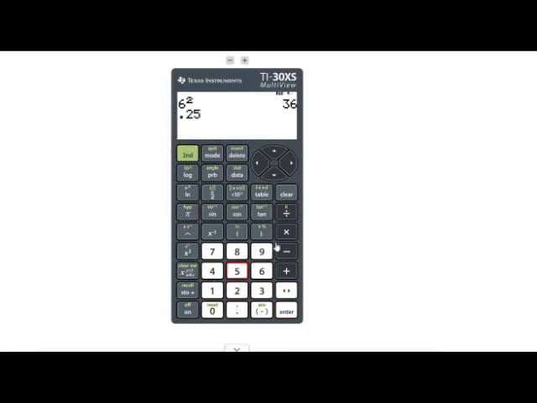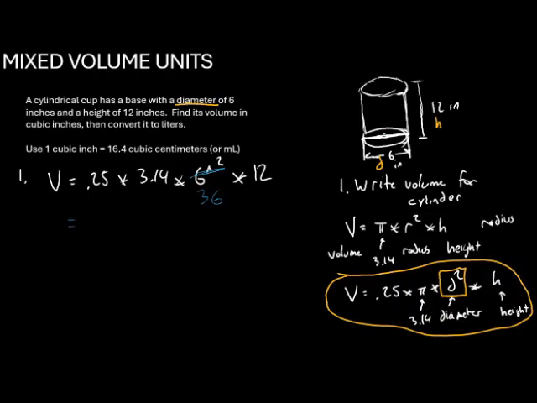We'll take 0.25 multiplied by 3.14 multiplied by 36 multiplied by 12. When we press enter, we get 339.12. Since this equation was for volume, we can safely assume that the units will be third power. Since the units we used were all in inches, we'll write that this is 339.12 inches to the third power, or inches cubed if that's what you're used to. You may also write this as cu.in for cubic inches.